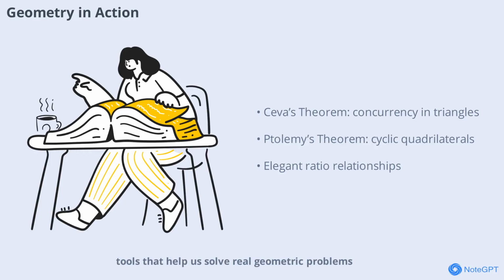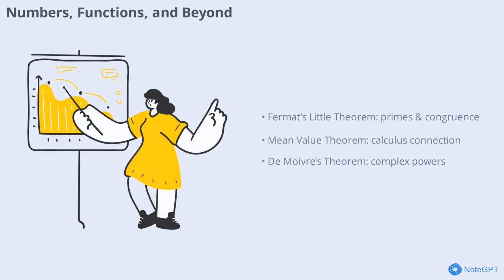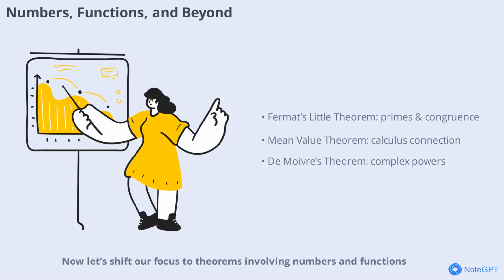These theorems are not just abstract ideas, they're tools that help us solve real geometric problems, from calculating unknown lengths to proving concurrency and collinearity. Their elegance lies in their simplicity and the way they connect different parts of a figure. Now let's shift our focus to theorems involving numbers and functions.